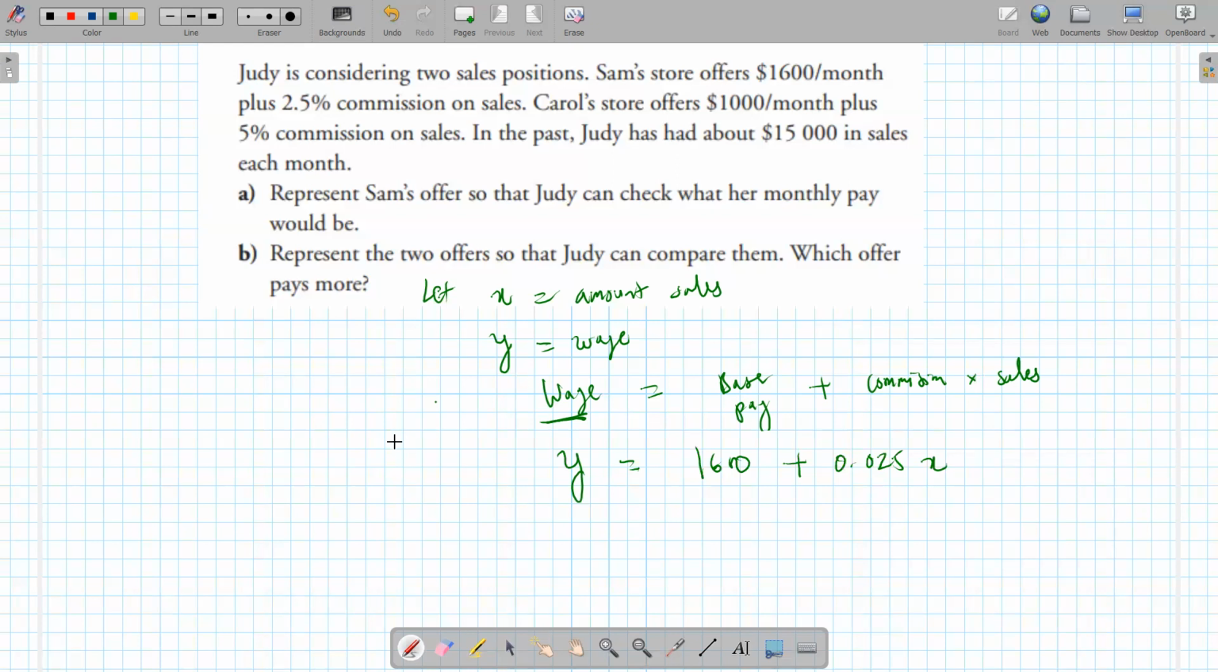So part A says, what is her wage going to be? What's her monthly pay going to be? We know she does 15,000 in sales each month. So her wage for Sam's store is going to be 1,600 plus 0.025 times the sales, like that. So 1,600 plus 0.025 times 15,000. The answer is 1975.